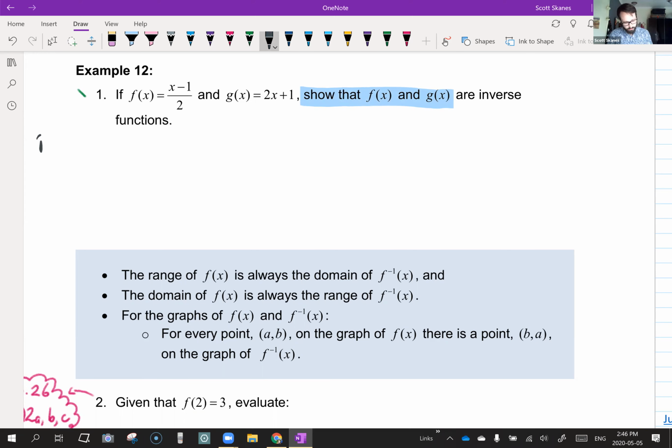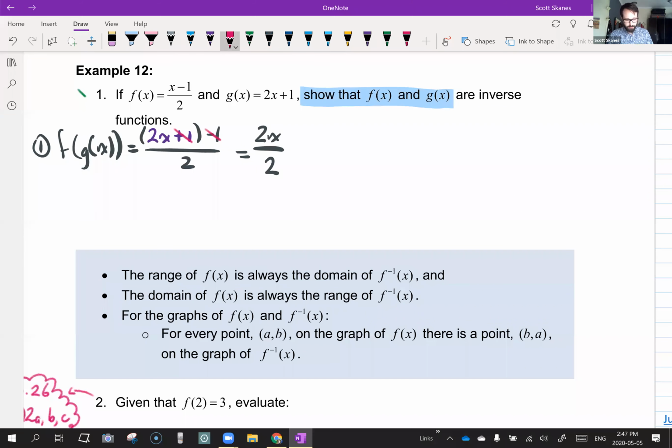So the first step, I'm going to try f of g of x. We do the exact same thing as we did earlier. I'm going to take my f function, put g inside. So g is 2x plus 1, so I'll say 2x plus 1 minus 1 over 2. If I simplify the top, we can see that these cancel. That gives 2x on top and 2 on bottom. The 2's cancel. And this is what I mean when I say it gives x.